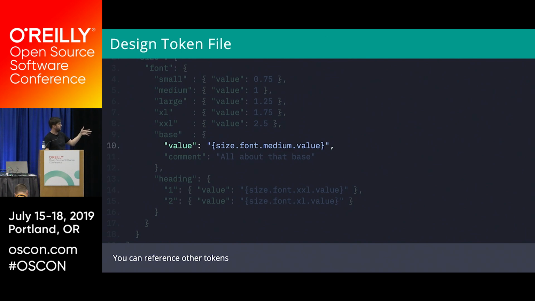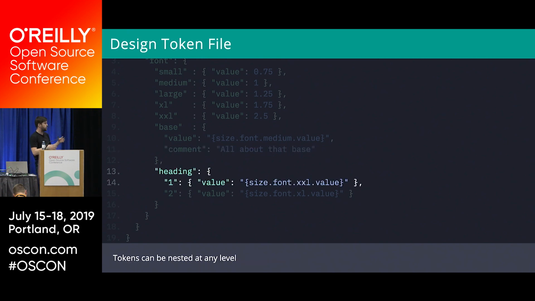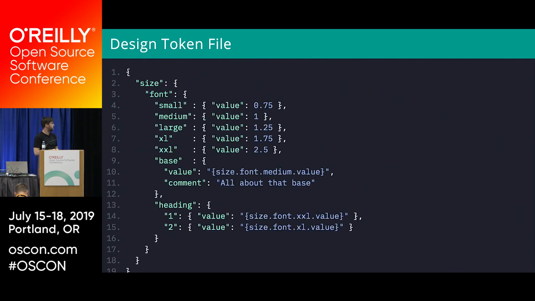And you can reference other design tokens in the value. And because Style Dictionary is merging all of the token files together, they don't need to be in the same file to be able to actually use them or reference them. They could be across any file that it finds. And you can add extra metadata like comments or any extra attributes that you might use later on for documentation or anything else. And tokens can be nested at any level. You could have 20 levels deep of tokens or just 1 level deep. It's very flexible. It's very up to you to decide what you want to do.